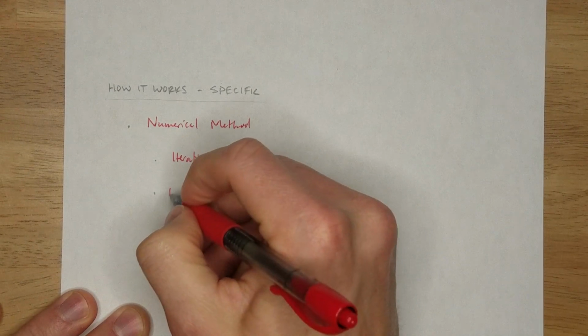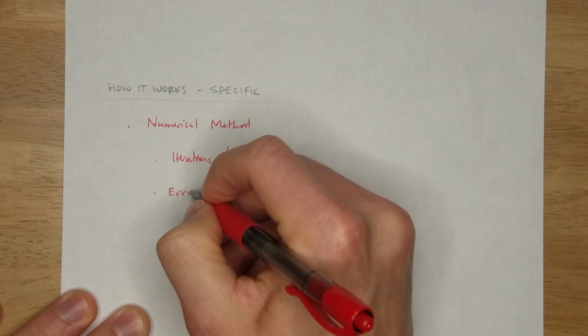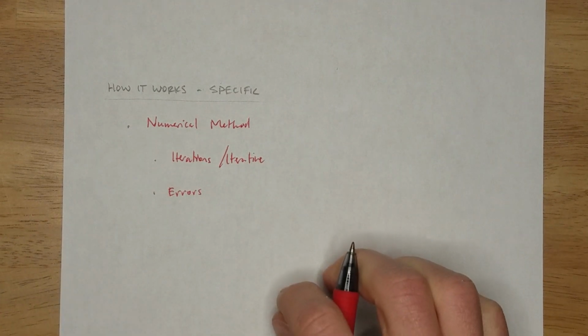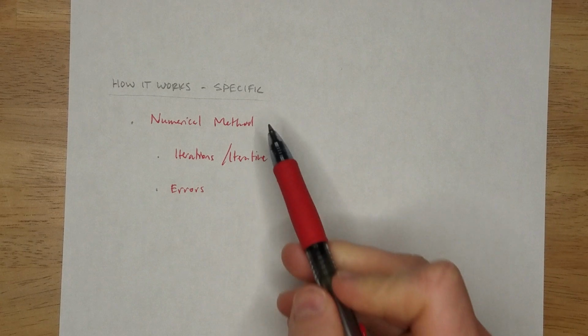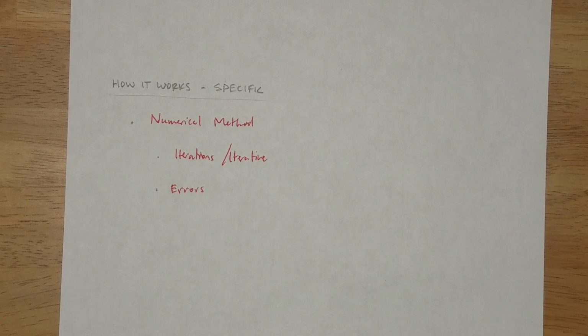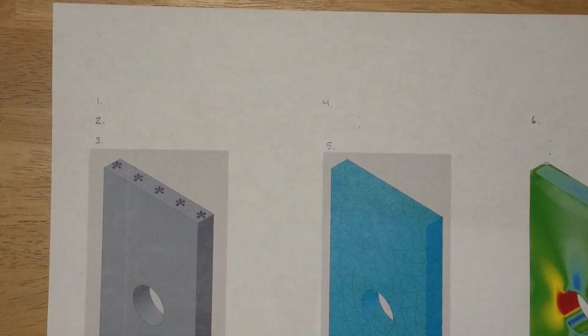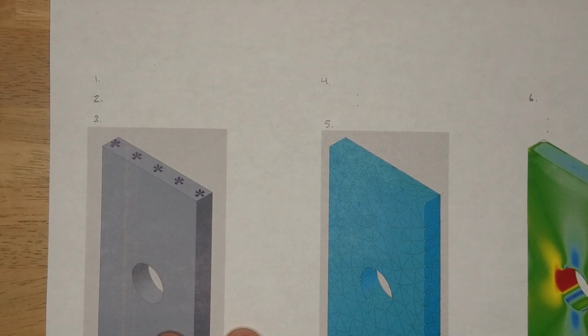And because it's an approximation, it has inherent errors. We're going to cover a little bit of that. But you need to know that it's a numerical method. It's not perfect, but it's very good, and it solves equations over and over again. So let's look at a very simple FEA. How might it work? How might it look in practice?